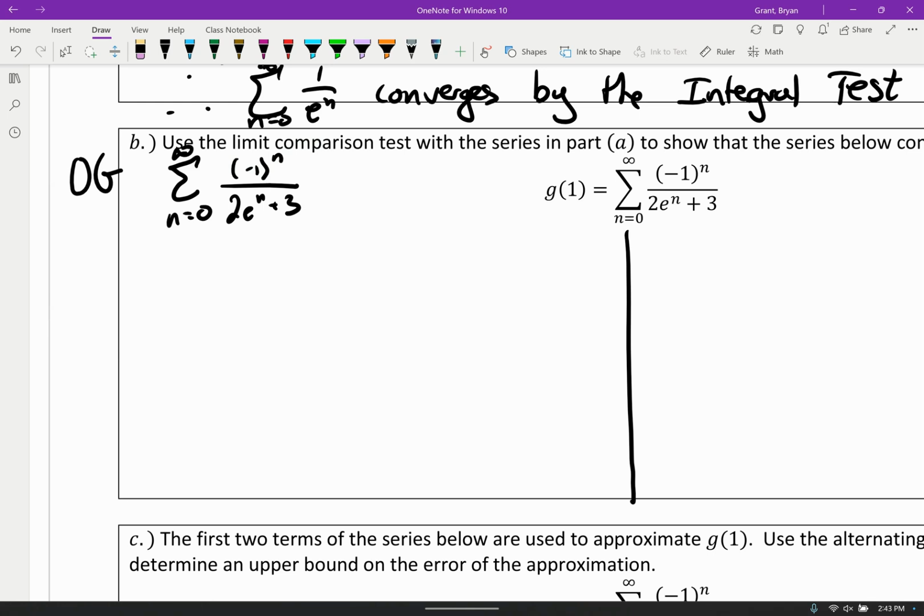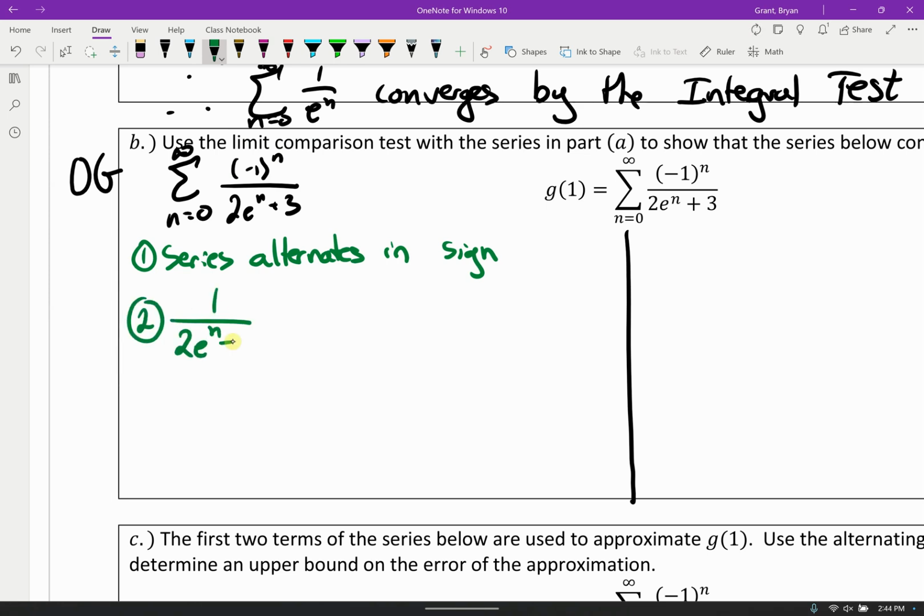First, you have to ask yourself, does the series alternate in sign? Yeah, it's (-1)^n, right? So my series alternates. Okay. And then we really just have 2 more questions to answer. The next question is 1 over 2e^n + 3. Is that decreasing? Sure, the denominator is growing, so we would say that it decreases.